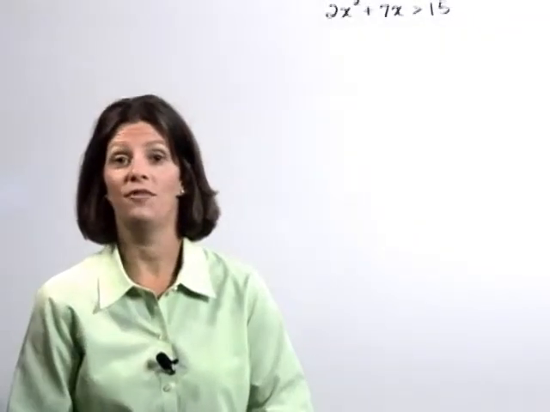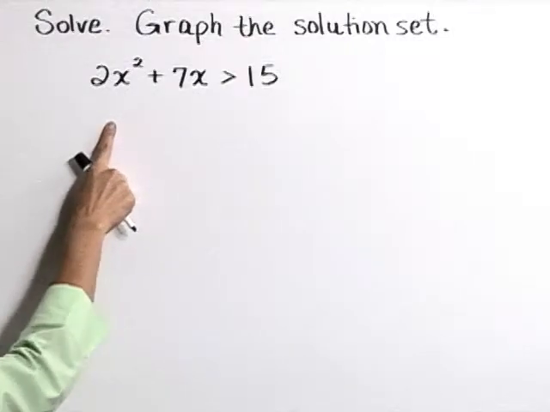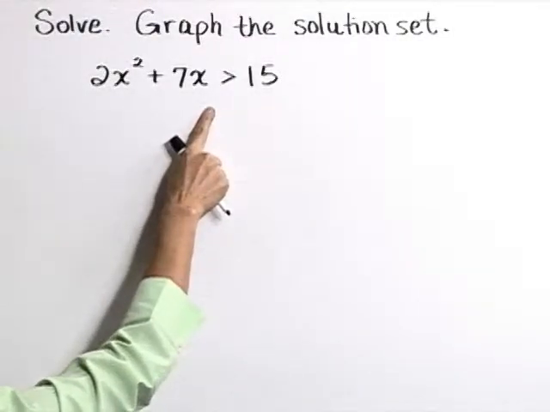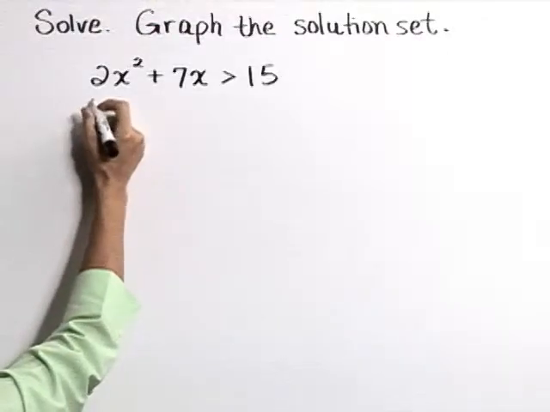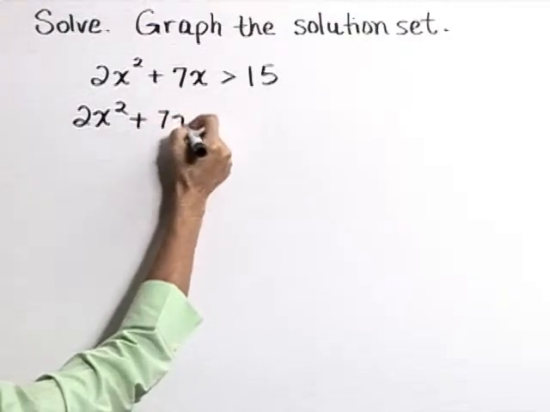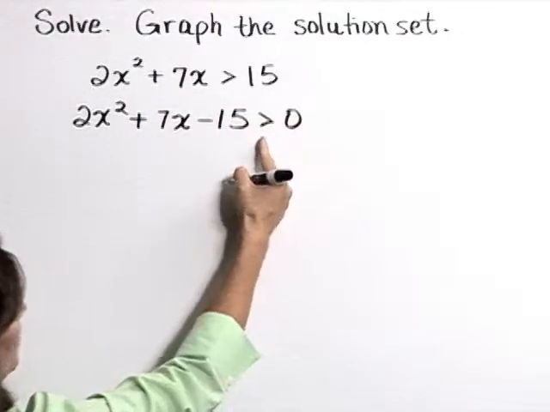Solve. Graph the solution set. 2x squared plus 7x is greater than 15. I'm going to start by subtracting this 15 from both sides and writing our inequality as 2x squared plus 7x minus 15 is greater than 0.